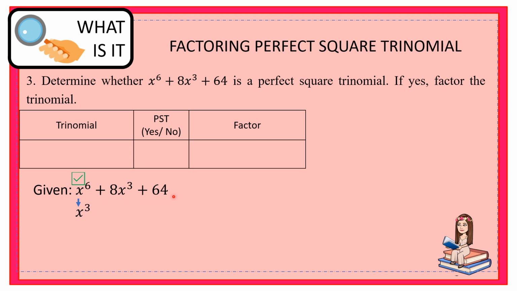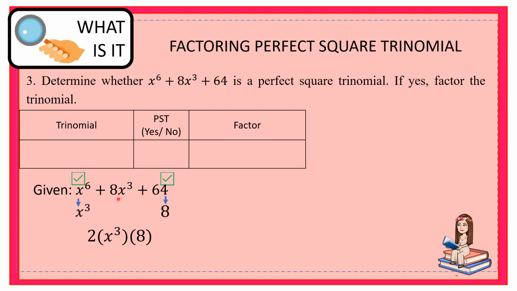Okay, next. 64. 64 is a perfect square? Yes. Is this positive? Yes. So this is a perfect square now. What is the square root of 64? Correct. That is 8 because 8 times 8 is 64. Okay, after that, always 2 times the first square root times the second square root. So, 2 times 8 is 16. 16 times x cubed is 16x cubed.